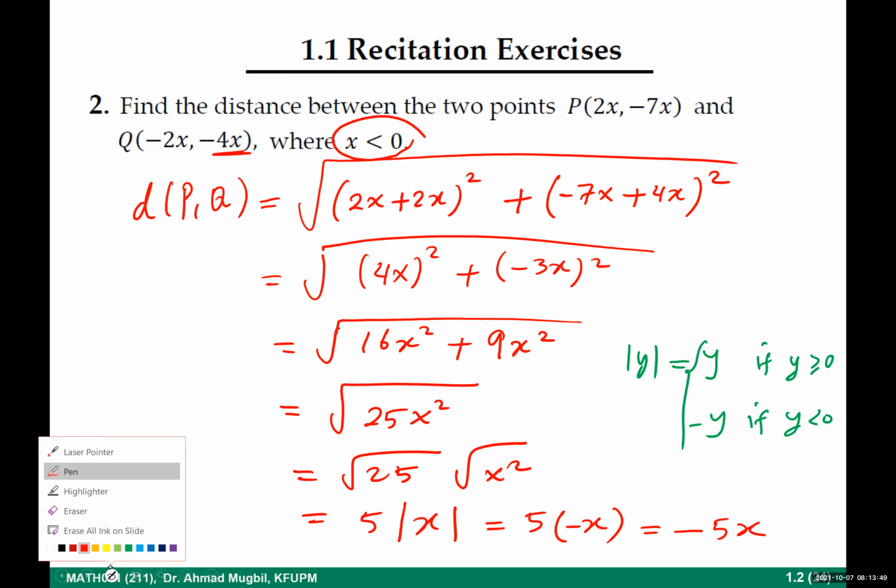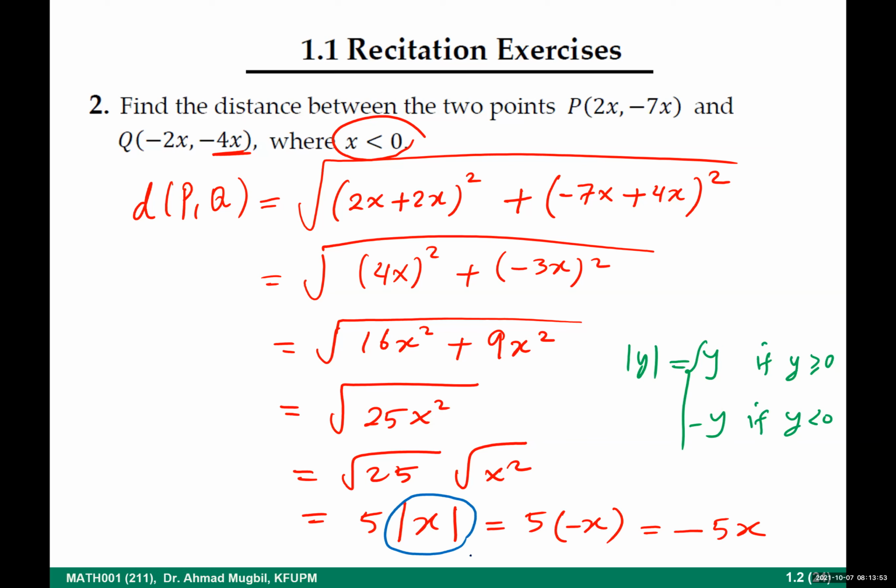So let me write it here. Here, how do we remove the absolute value? What is inside the absolute value? What is inside the absolute value is less than 0, negative. Because what is inside the absolute value is negative, we multiply by negative. Now, is it clear from where the negative comes? Of course, because x is negative. It is a distance. The answer is negative 5x.